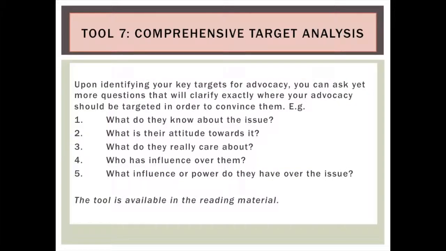Now here is a tool that you can use to undertake a comprehensive target analysis. Upon identifying your key targets for advocacy, you can ask yet more questions that will clarify exactly where your advocacy should be targeted in order to convince them. For example, what do your targets know about the issue? What is their attitude towards it? What do they really care about? Who has influence over them? What influence or power do they have over the issue? This tool is also available in the reading material.